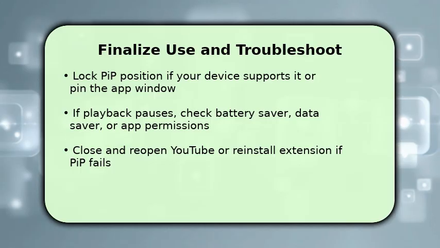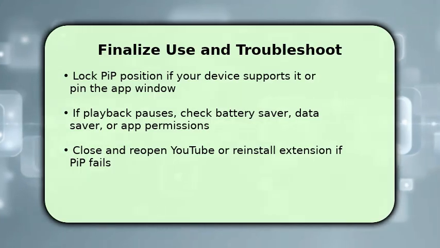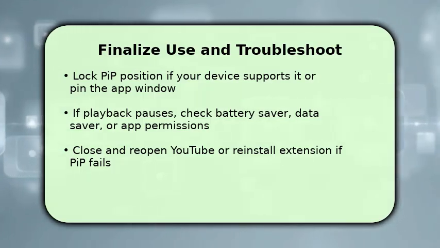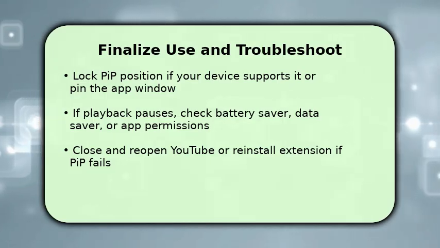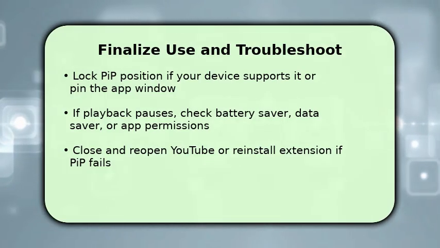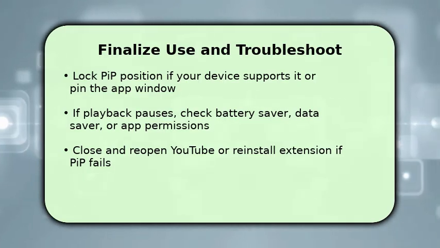If Pi-P still fails, close and reopen YouTube or disable and re-enable the extension. As a quick recovery, uninstalling and reinstalling the extension or clearing app cache often restores normal Pi-P behavior.